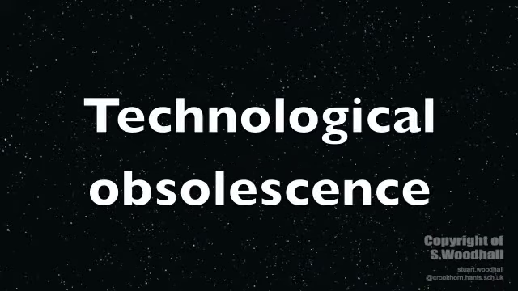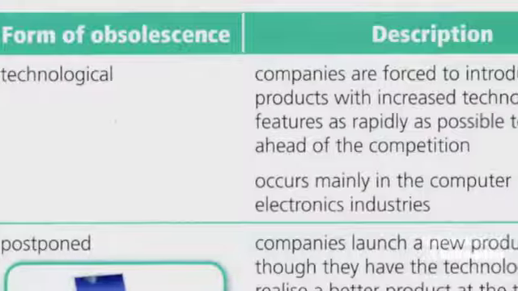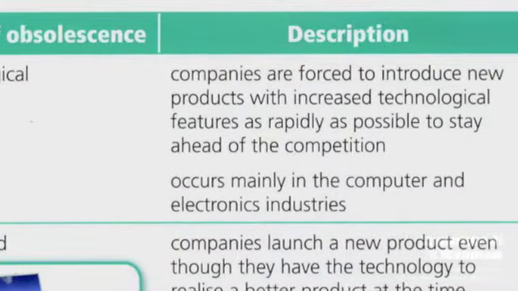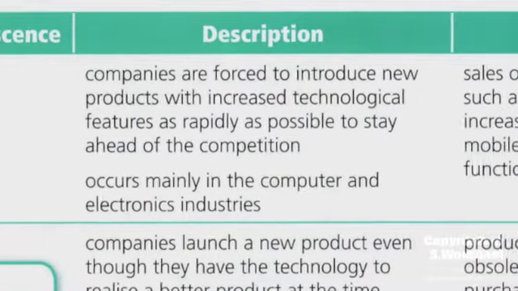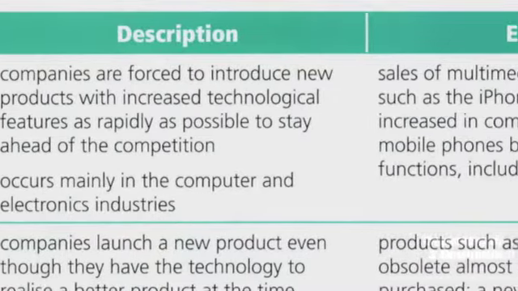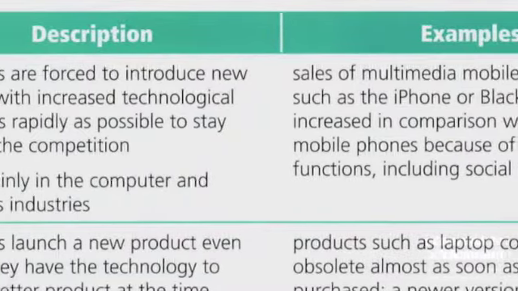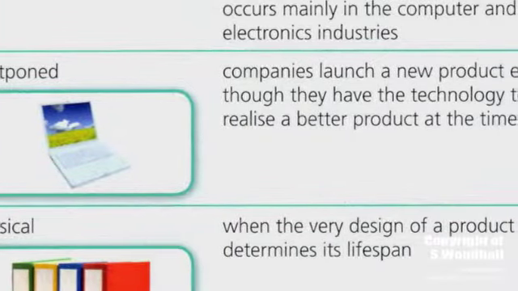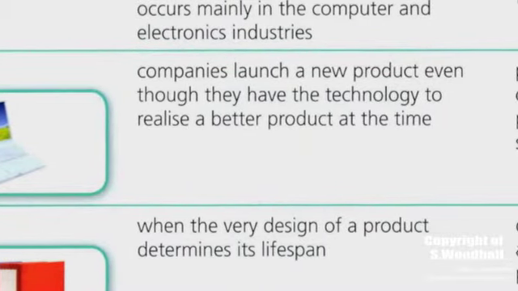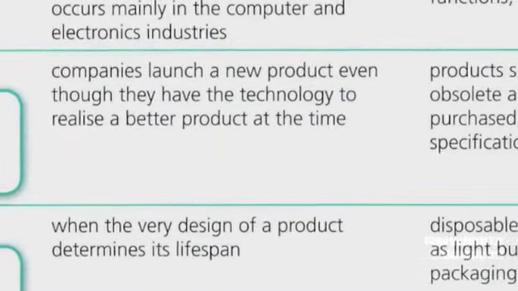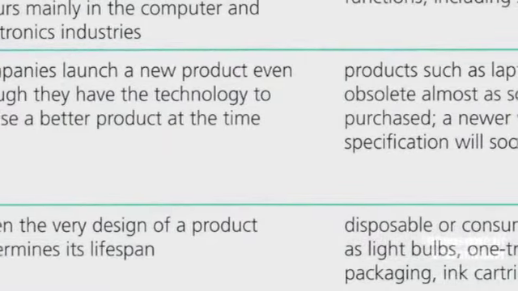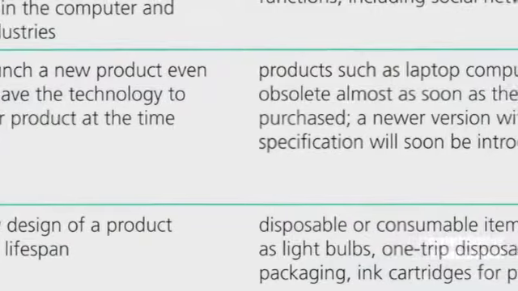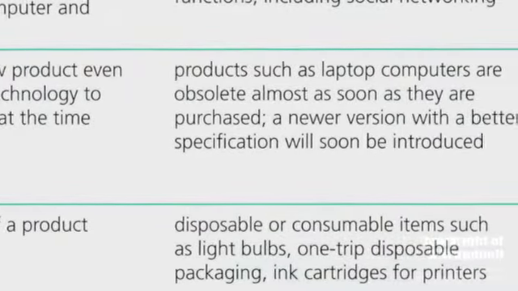The first form of obsolescence we're going to look at is technological. This is where companies are forced to introduce new products with increased technological features as rapidly as possible to stay ahead of the competition. This mainly occurs in computer and electronic industries. An example would be the sales of multimedia mobile phones such as the iPhone or BlackBerry. The second form of obsolescence is postponed. This is where companies launch a new product even though they have the technology to realise a better product at that time. An example would be laptop computers, where the laptop at the current moment is outdated, with a newer version being released near in the future.